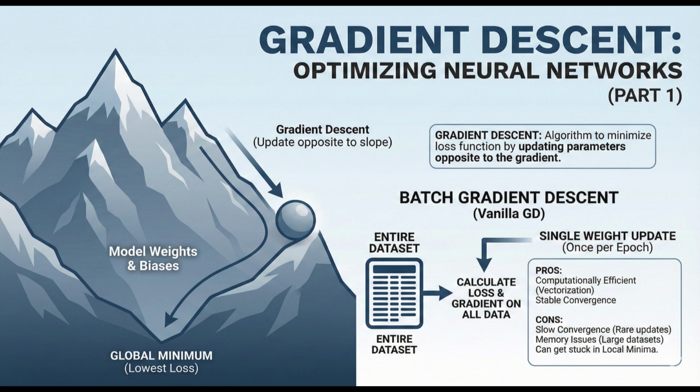Gradient descent is the algorithm that helps our model's weights and biases roll down this mountain to find that bottom. The first way to do this is called batch gradient descent. With this method, the model looks at the entire dataset at once to figure out which way to go, and then it takes one big step. It's very stable and efficient per step, but it's pretty slow because it only updates once per epoch, or full pass, and can get stuck in little holes.